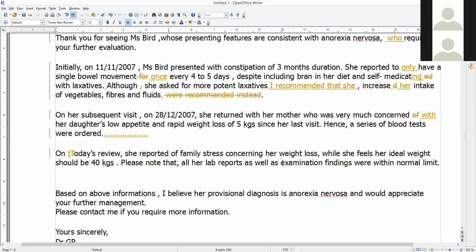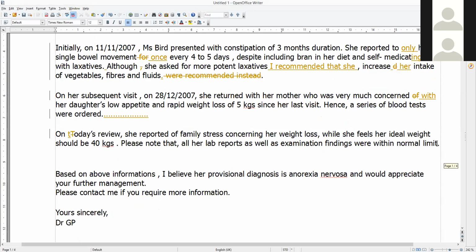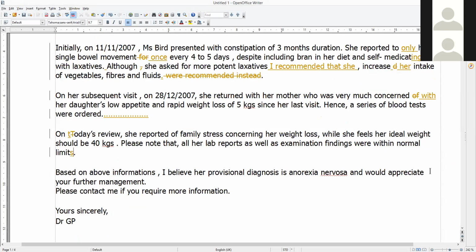Please note all her lab reports, as well as anything within normal limits. Okay, that's good. And based on above information, information is not usually a plural. So based on the above information, and would appreciate your further management. Okay, that isn't bad. What do we have here?